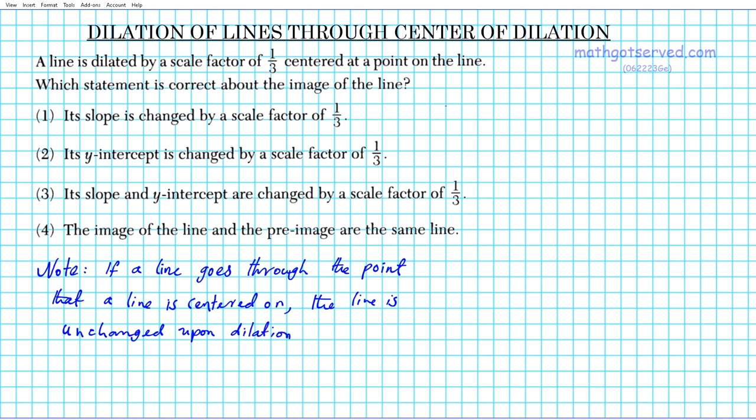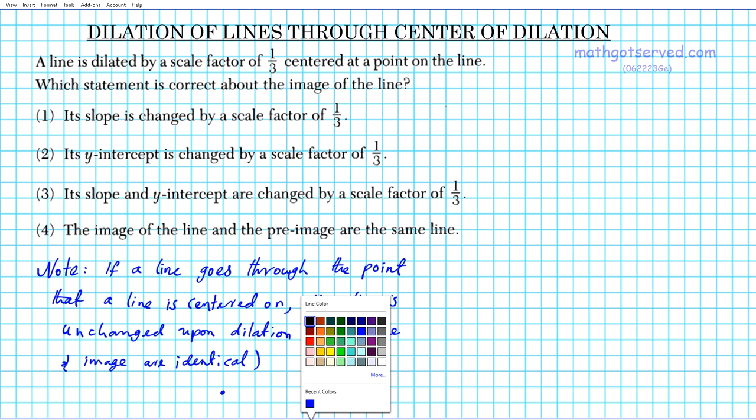Alright, so anytime a line goes through the point at which the dilation is centered on, there's no change. What does that mean? It basically means that the pre-image and image are identical. Alright, so if you think about a point and a line going through that point, let's sketch it.